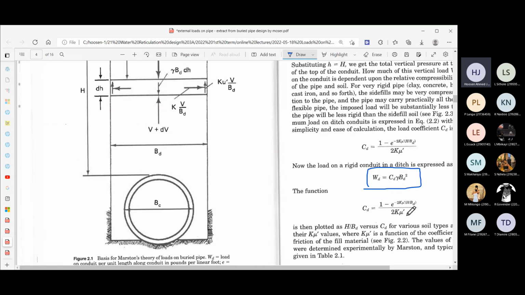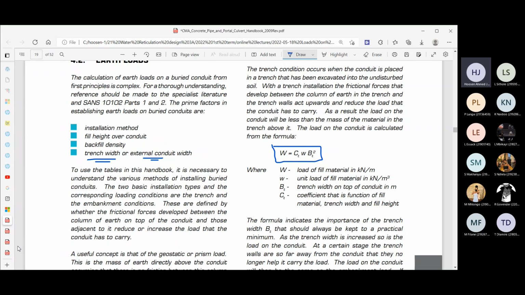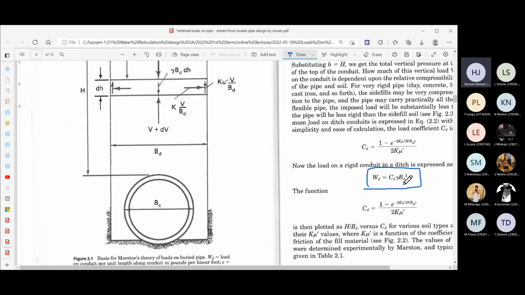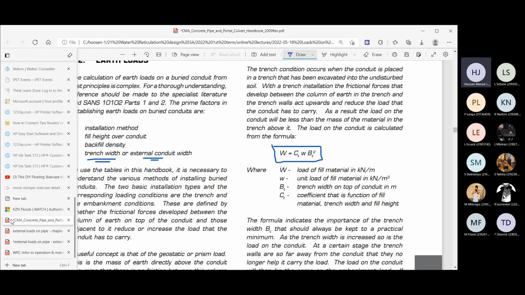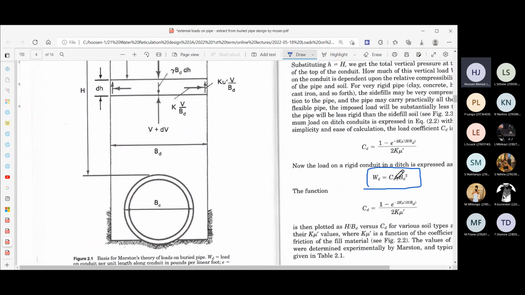And then there's also graphs to assist you in determining what that value for CD is. So coming back to this particular pipe, you can see CD gamma BD squared over there. Exactly the same formula. The W is the gamma, the unit load of the fill material, the soil that you're backfilling. That's the unit weight of the soil, and you'll be familiar with that from geotechnical engineering. We use that symbol gamma for the unit weight of soil.